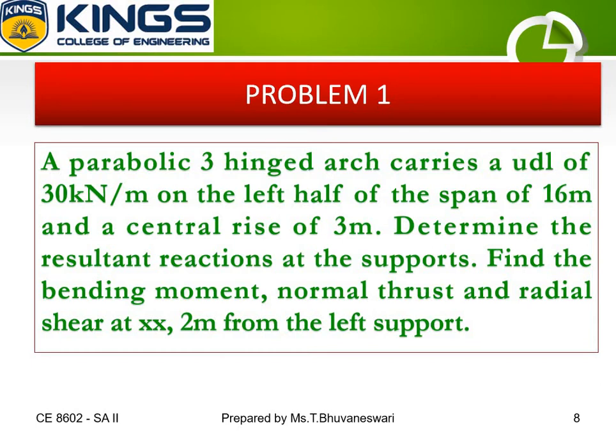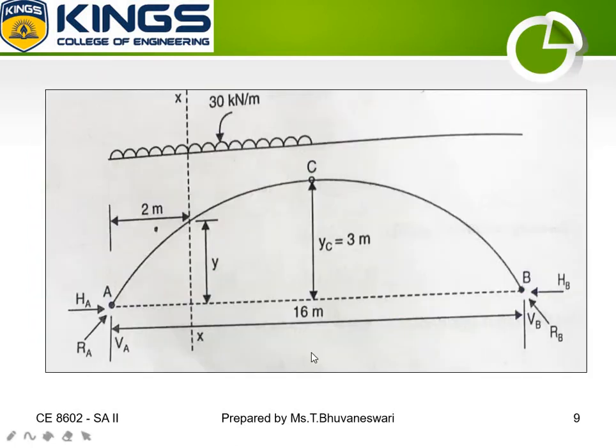So first we have to draw the 3-hinged parabolic arch, and we have to represent the UDL of 30 kN per meter on the left half of the span. Here they have given the central rise of 3 meter. So this is the 3-hinged parabolic arch where the hinges are provided at the springings, at the spring A and at the spring B and at the crown C, and they have given the span of the arch as 16 meter and the rise is 3 meter.